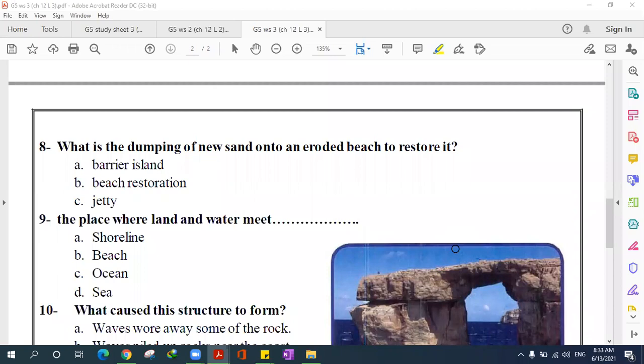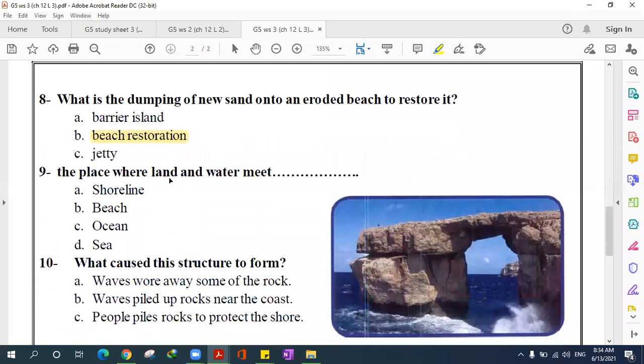Okay, Oday, number 8. What is the dumping of new sand onto an eroded beach? Yes, new sand, which means putting or adding new sand to a beach. Reem, you will be next. This is Oday's turn. Yes, Oday. Beach restoration. Yes, beach restoration.